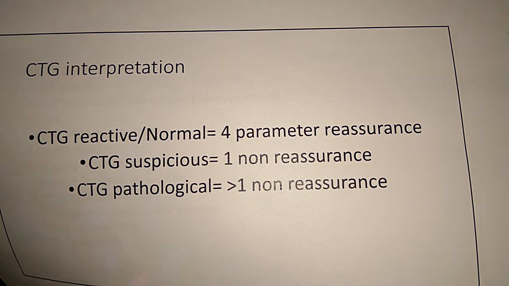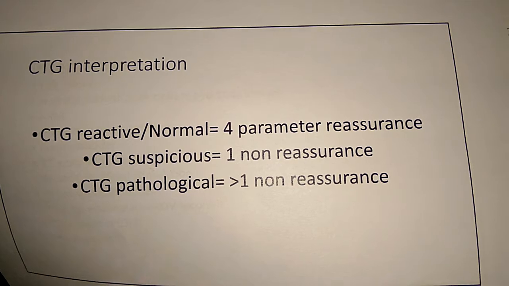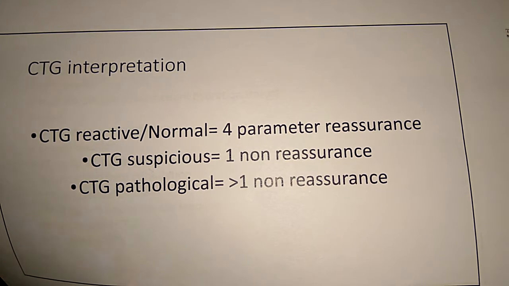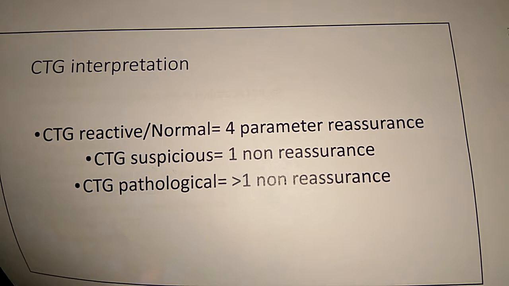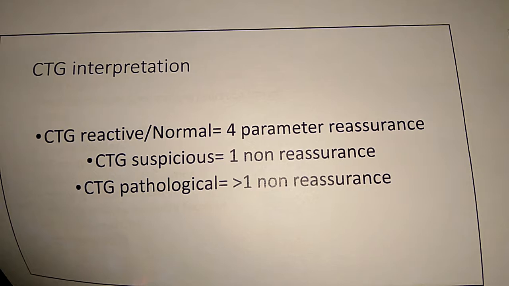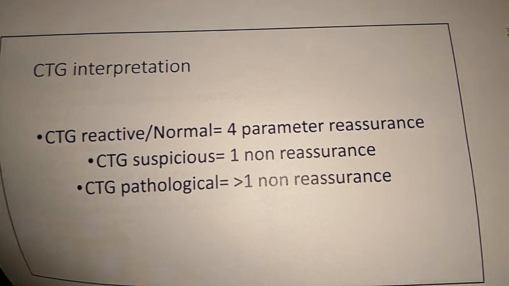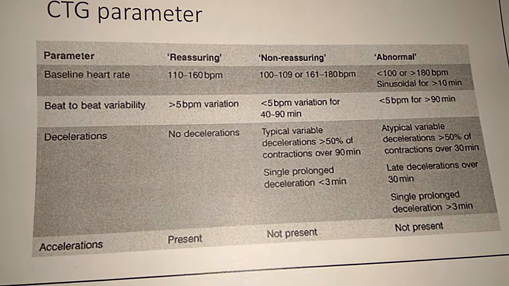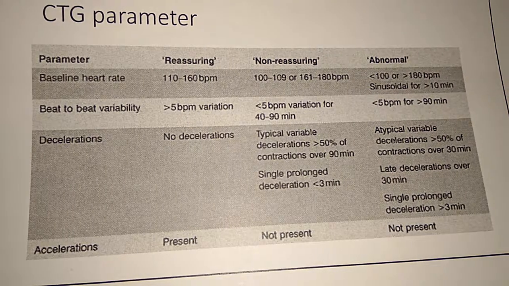Okay, CTG we can interpret as reactive or normal, suspicious, or pathological. Reactive is when all 4 parameters are okay. Suspicious if only one is non-reassuring. Pathological if 2 and above. Okay, these are the parameters, 4 parameters.